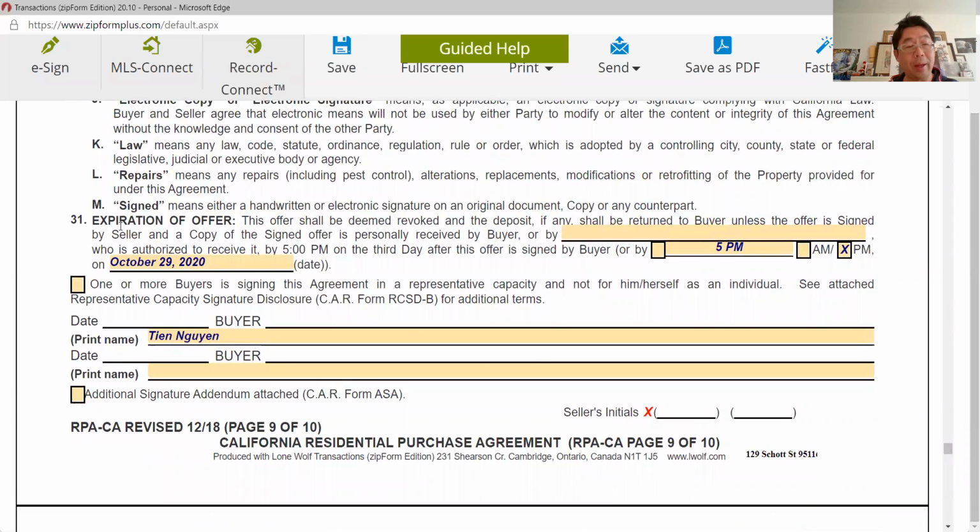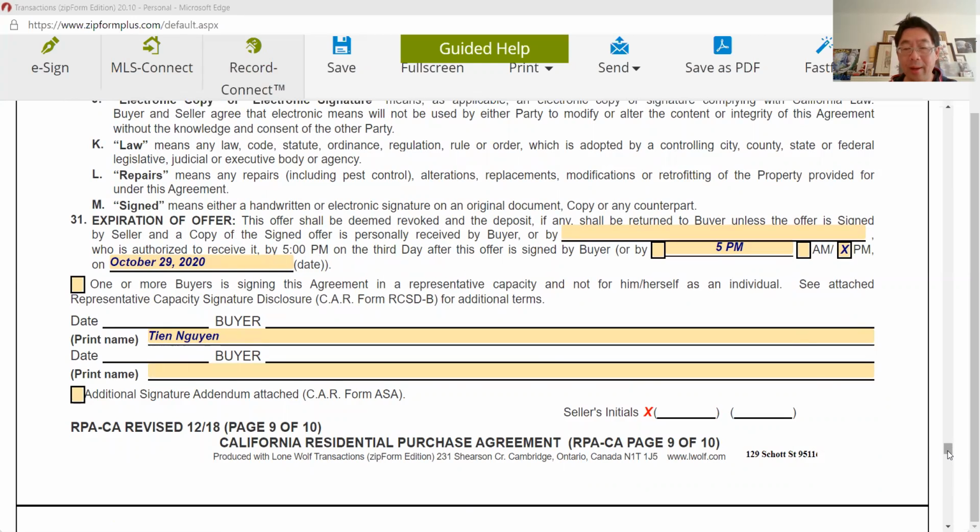Remember, you can sign today, and we give the seller 2 days to consider taking your offer. By October 29th, which is 2 days later, that's Thursday, by 5 o'clock, they need to give us the answer, whether they accept our offer of $650,000 or not. We give them 2 days to think about it.